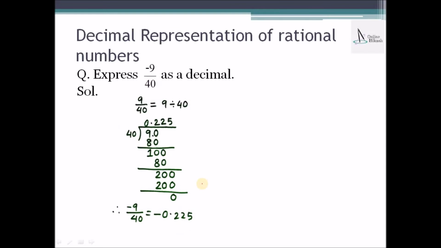So in this way we have got 0.225 as the quotient, but the rational number was minus 9 by 40. So for minus 9 by 40, you simply place the negative sign before the quotient. That means minus 9 by 40 is equal to minus 0.225. In this case also, we have got 0 at the end. So 0 at the end means what? It is terminating decimal number. Hope you are clear with this.